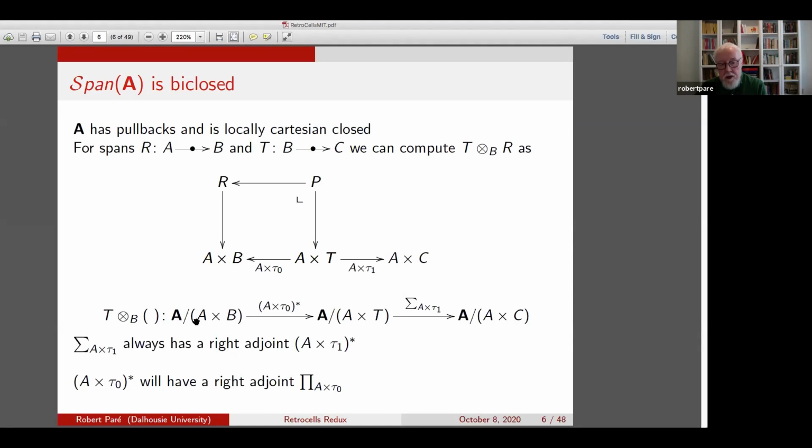You have the slice category A over A cross B, you pull back, and you get something over A cross T, and then you compose with tau 1, and you get something over A cross C. Now, this sigma here, which is just composition, always has a right adjoint, namely pulling back. This guy here, A cross tau 0 star, that's pulling back, will have a right adjoint provided A is locally Cartesian closed. So that's a proof that span A is biclosed, at least on the left. This is the left one. The right one is completely dual.